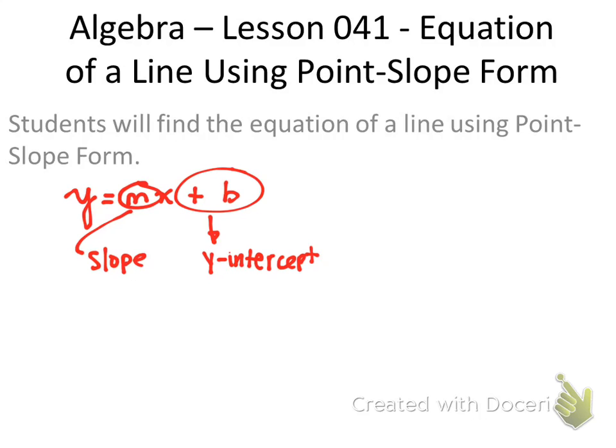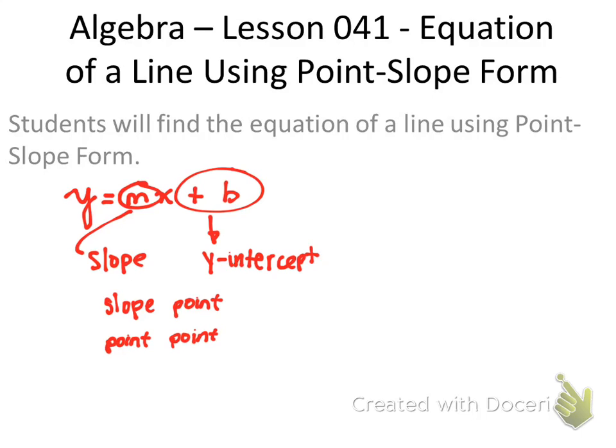But what happens if they only give you a slope and a point? Well, we could use this point-slope form. Or what happens if they give you 2 points? Well, you could still use this new form that I'm going to teach you today. So if they give you a point and a point, then you can use this new form.